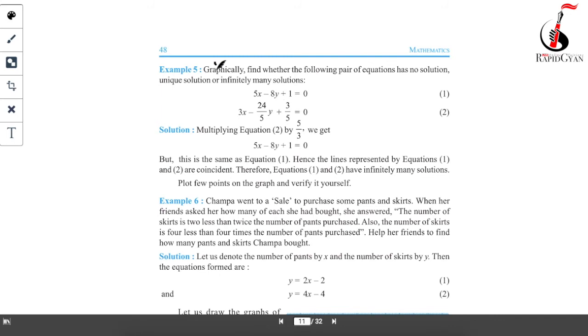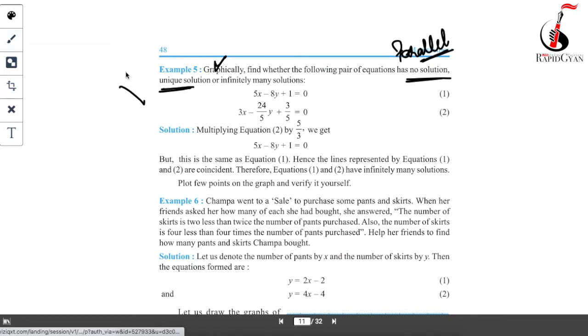Graphically, a pair of linear equations has no solution means both the lines should be parallel. Just remember this. Unique solution means both the lines should intersect each other like this, and this is the point. And for infinitely many solutions, both the lines should coincide with each other.